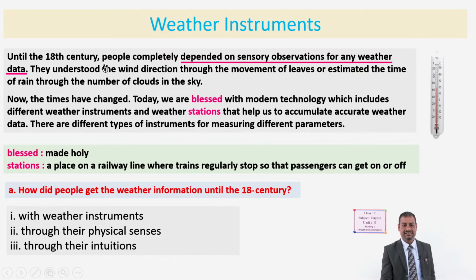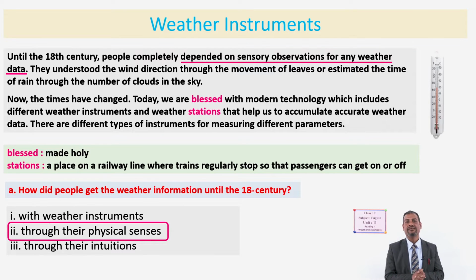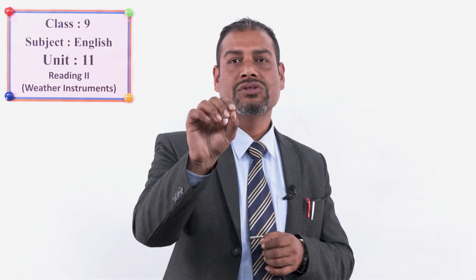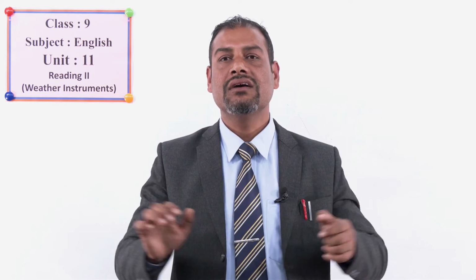Now, until the 18th century, see, the question is, how did people get the weather information until the 18th century? Here, sensory observations. Sensory observation means our physical senses, like taste, feeling, smelling, sight, looking. So your right answer should be through their physical senses. Have you got it? Good. This is how you have to source the information while reading the text.